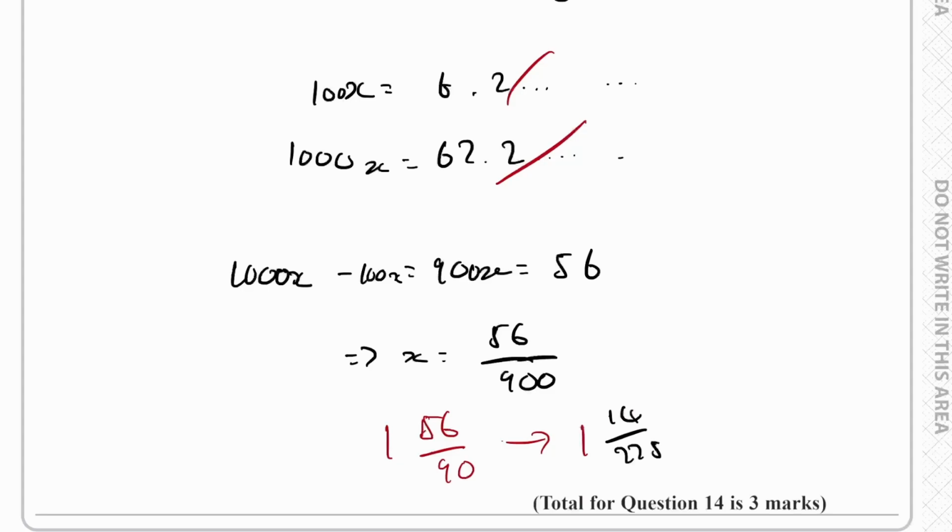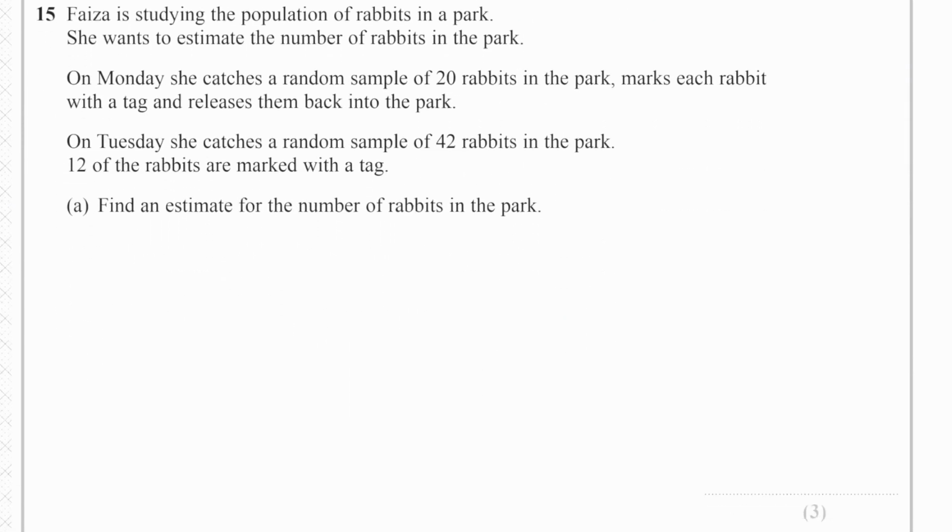Okay, so that's that. Question 15, Faiza is studying the population of rabbits in a park. She wants to estimate the number of rabbits in the park. On Monday, she catches a random sample of 20 rabbits in the park, marks each rabbit with a tag, and releases them back into the park. On Tuesday, she catches a random sample of 42 rabbits in the park. 12 of the rabbits are marked with a tag. Okay, so it's the catch-release method. Find an estimate for the number of rabbits in the park.